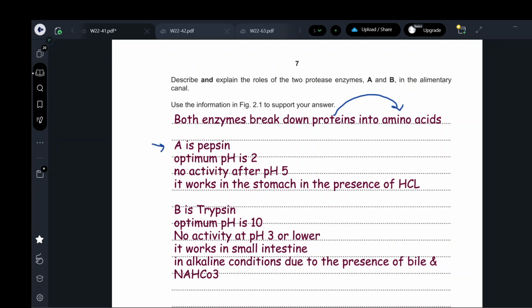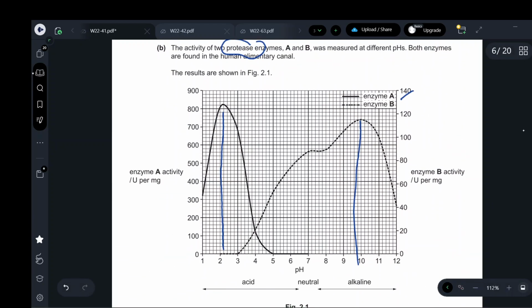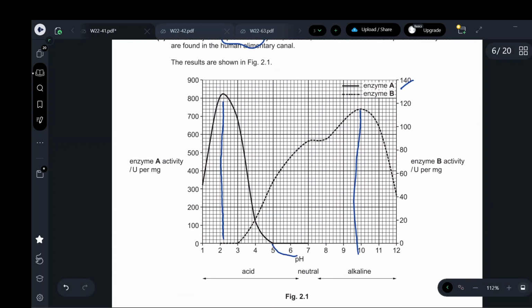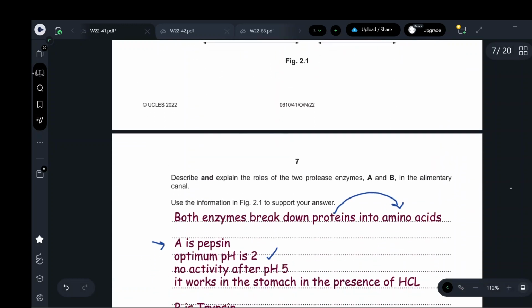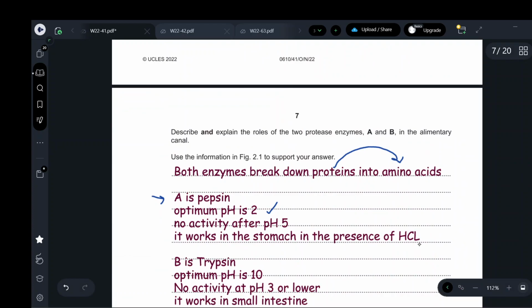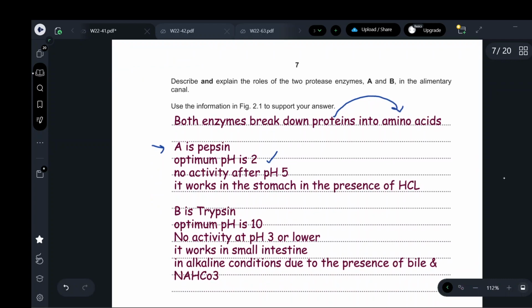A is the pepsin. Its optimum pH is 2. I also use the graph. There is no activity for the pepsin after pH 5. It works in the stomach in the presence of hydrochloric acid. So what about the trypsin?